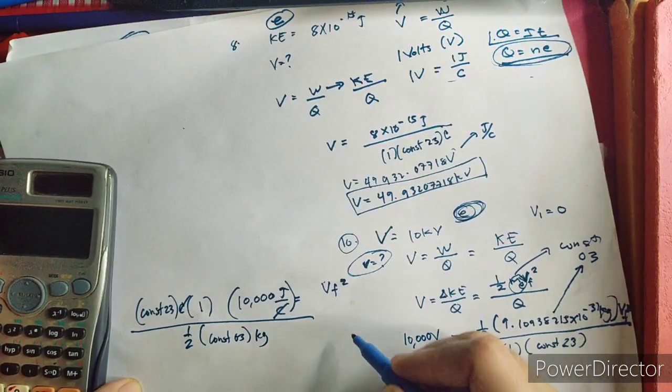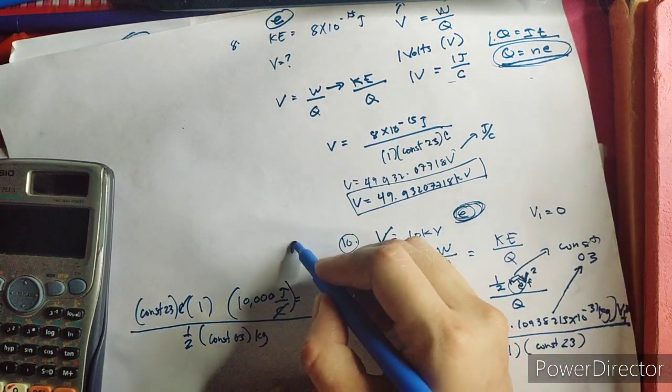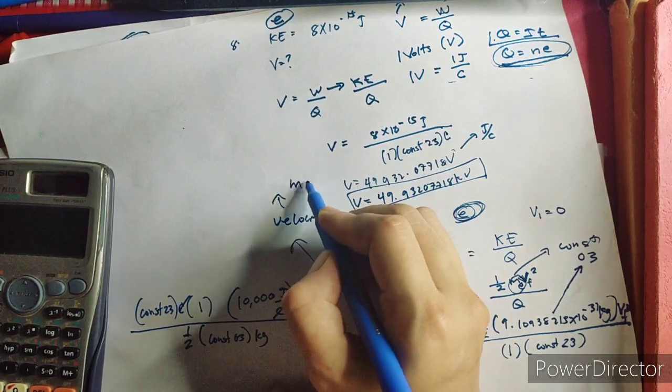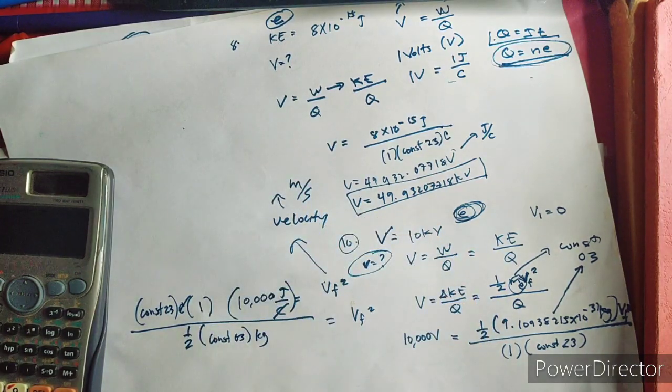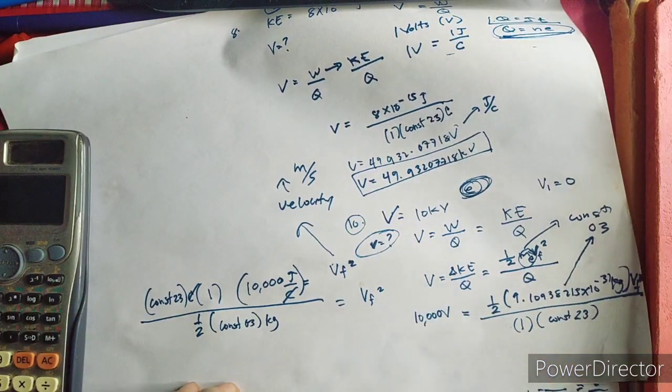Equals v squared. So, this is velocity. Ano bang unit ni velocity? Dapat siya ay meter per second. Paano kaya lalabas dito ang meter per second?